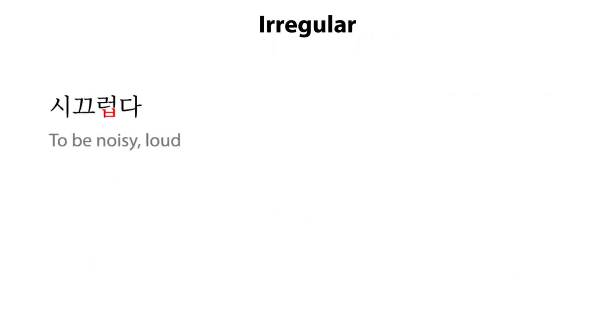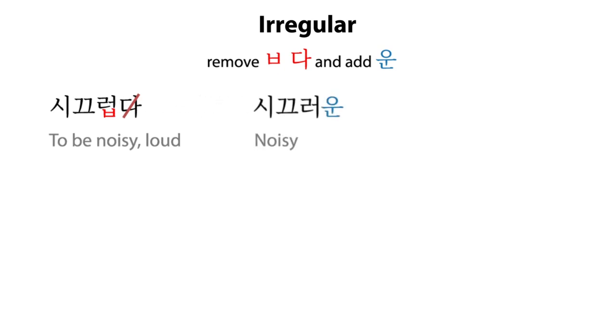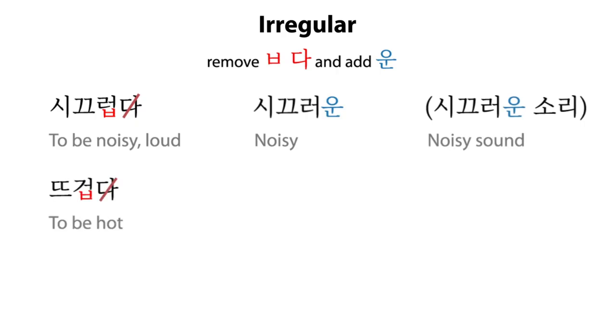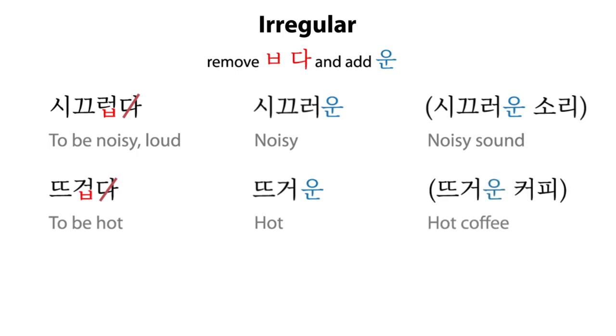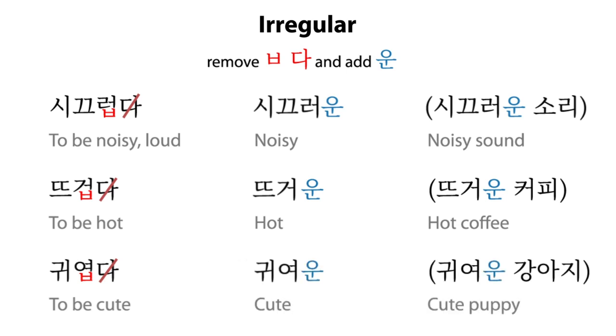There are also irregular adjectives. The irregular adjectives end with a ㅂ letter. For example, 시끄럽다. For these adjectives, remove the ㅂ다 and add 운. 시끄럽다, 시끄러운, 시끄러운 소리. 뜨겁다, 뜨거운, 뜨거운 커피. 귀엽다, 귀여운, 귀여운 강아지.